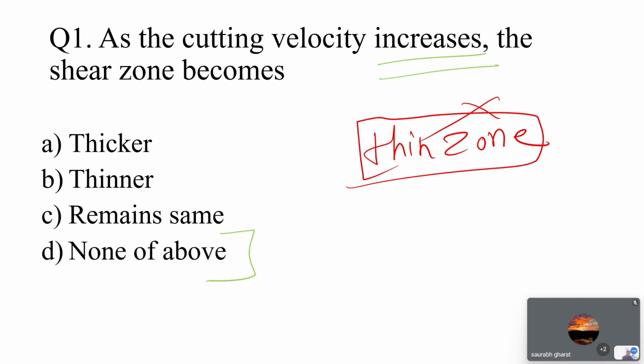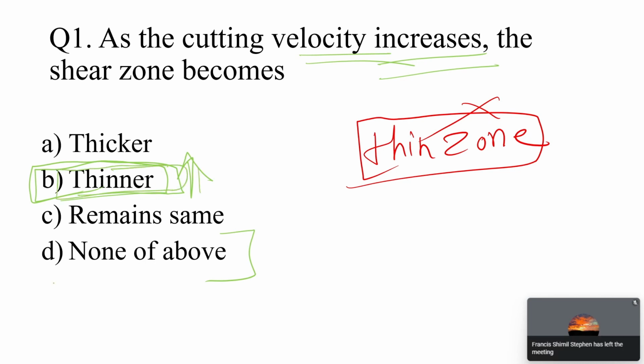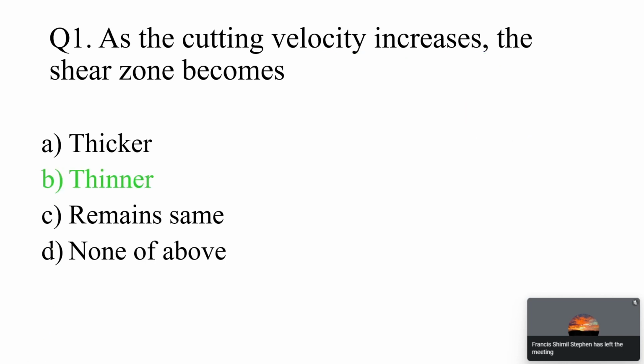In the ninth lecture, the professor told us it will be thinner. As the velocity goes on increasing, the zone becomes thinner, and eventually becomes the thin zone model that is assumed in the Merchant circle diagram. So this is your answer: as the cutting velocity increases, the shear zone becomes thinner.